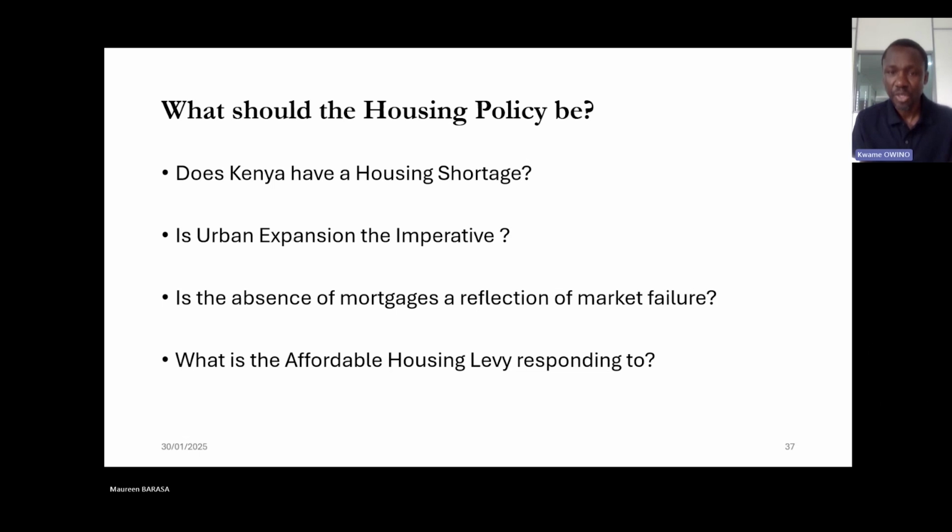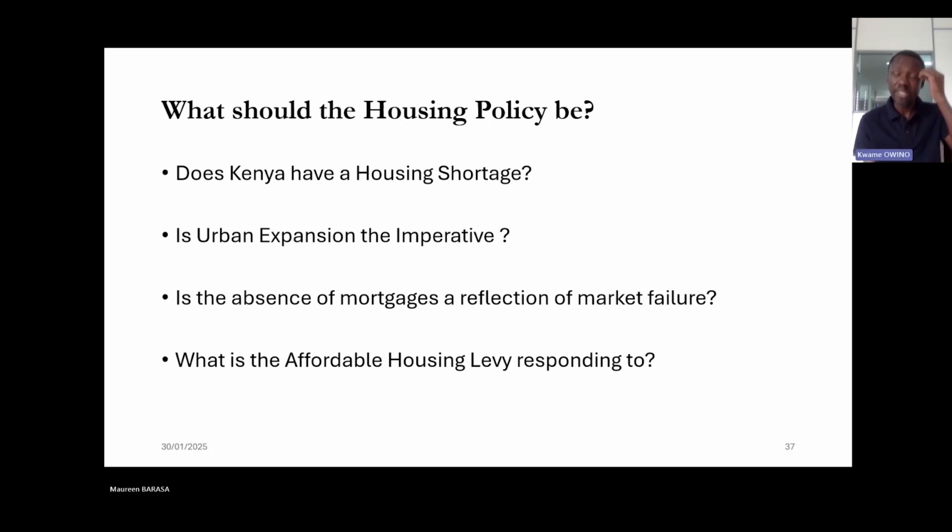So it leads us to the question, what should the housing policy be? And he asks 4 questions specifically here. This is the policy discussion part of the discussion. So does Kenya have a housing shortage? We'll try to answer. Is urban housing expansion the imperative? Is the absence of mortgages a reflection of market failure? Because we've had these claims made here. And what is the affordable housing levy responding to, therefore?